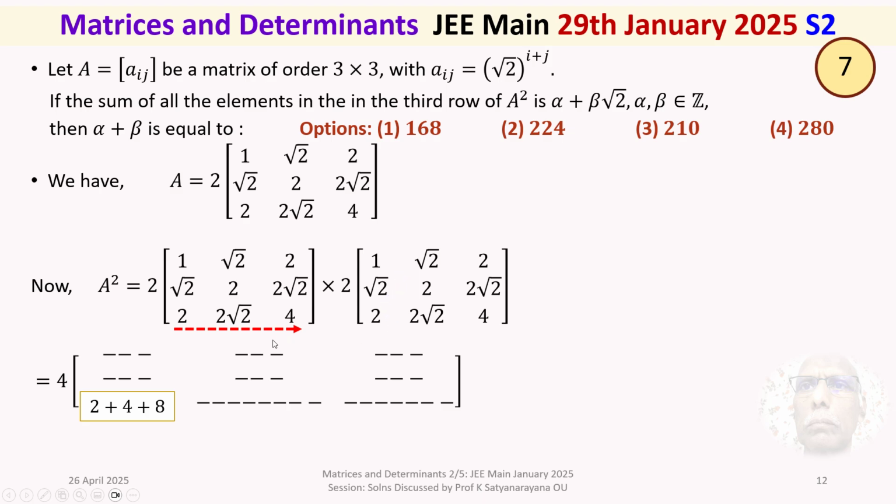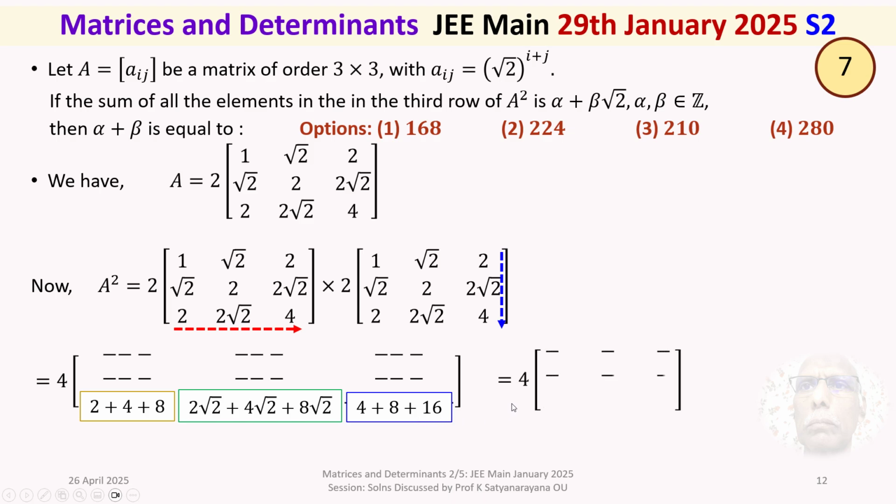Now take the third row, multiply with the second column, then you will get 3 2 element. So we get 2 root 2 plus 4 root 2 plus 8 root 2. Right. Multiply the third row with the third column. Then you will get 4 plus 8 plus 16. That's equal to 4 into, first row, second row leave, and the third row elements will be 14, 14 root 2, 28. So what is that you want to write?